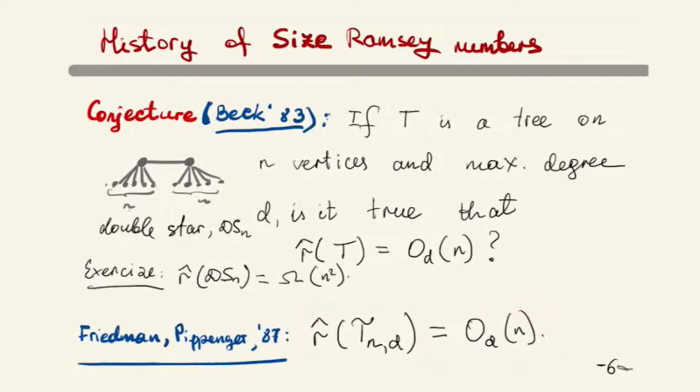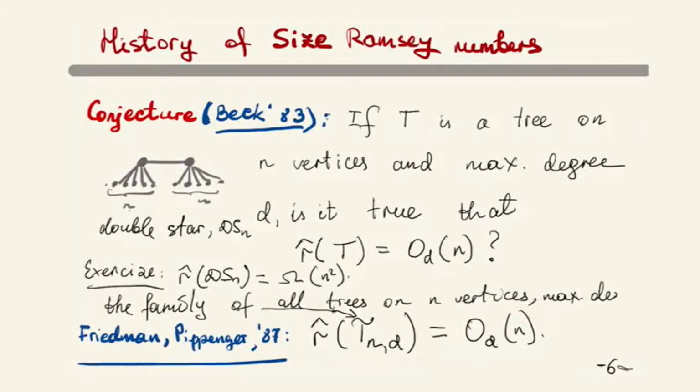So anyways, what is T_n,d here? This is the family of all trees on n vertices and maximum degree d. So what they showed is that you fix your d, and you show that if I take any tree T in this family, then the size Ramsey number is going to be linear.